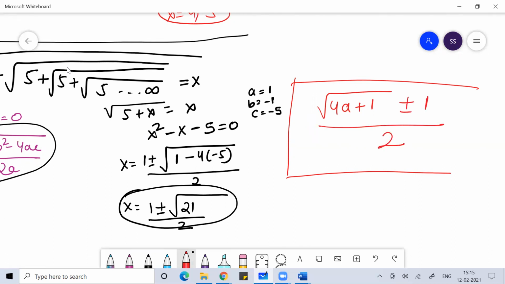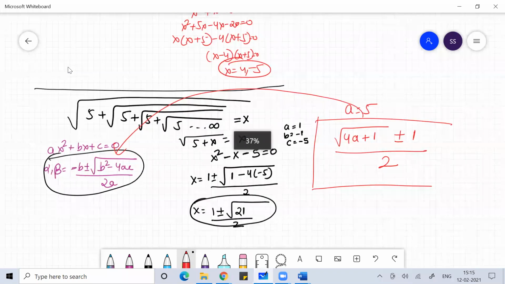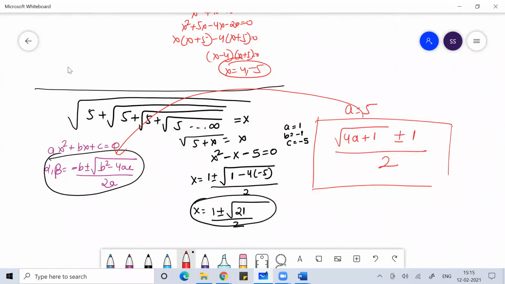This is the value. What is a? A is what is given inside. So this is the direct shortcut formula. If you understand, this formula is actually derived from the quadratic formula only. I can impress you by just saying this formula, but how this formula came, I actually derived it from here only.